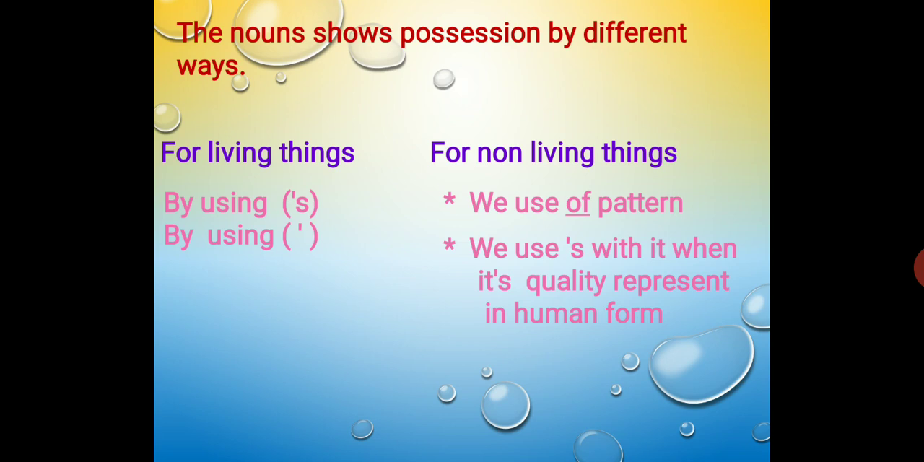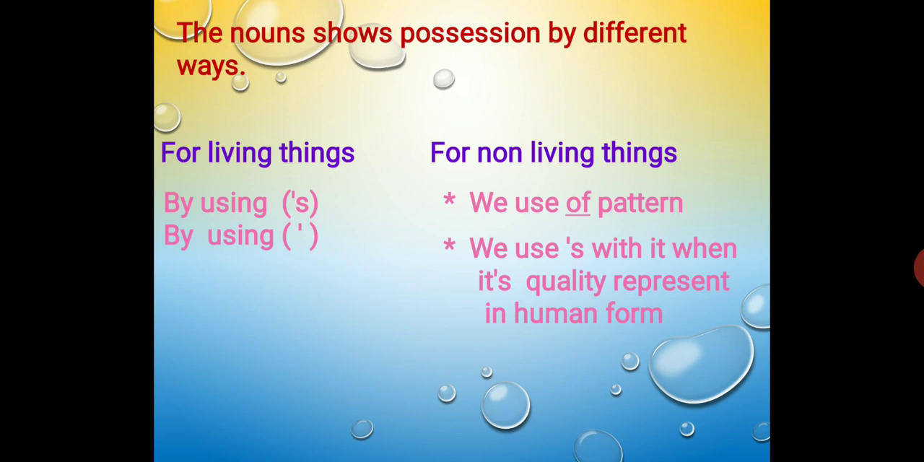Means, the wheel of the car. Right? So wheel and car are both non-living things, but the wheel belongs to the car. So we do not use the apostrophe or apostrophe s to show this belonging, but we say the wheel of the car.